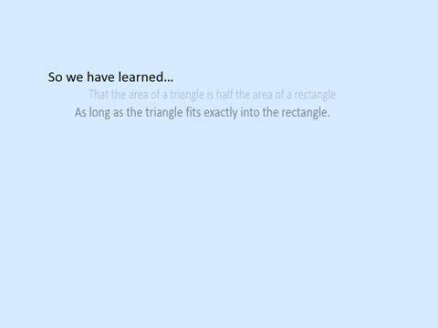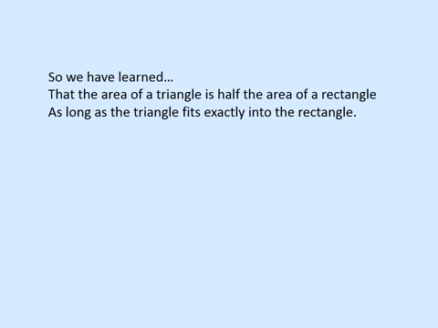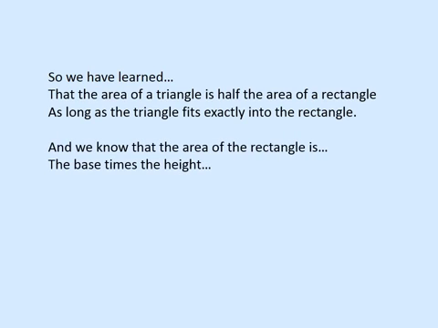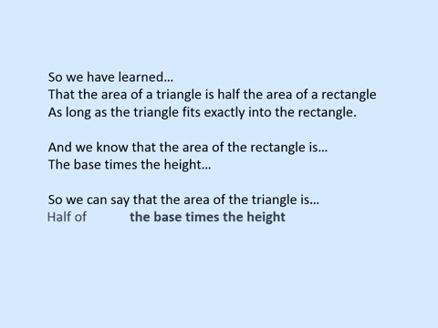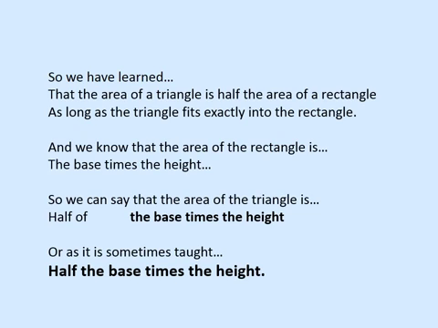So, to sum up, the area of a triangle is exactly half the area of a rectangle, and a rectangle is the base times the height. So we can say that the area of a triangle is half of the base times the height, or as people sometimes say, half the base times the height.